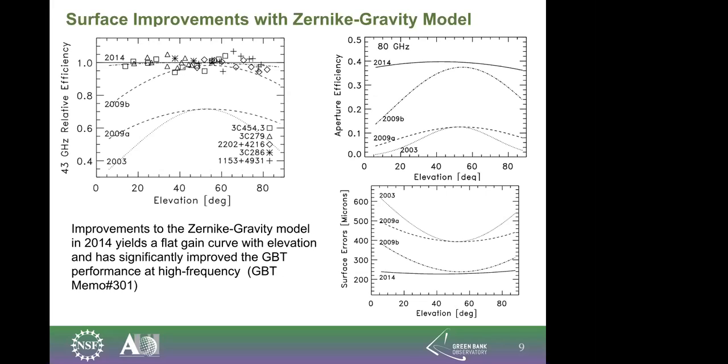Okay, and then on the right, in the top right corner at 80 gigahertz, again, similar changes, where from 2003 to 2004, this is what the improved efficiency is across different elevations. And so by including these surface improvements with the Zernike gravity model, we can improve the efficiency that we get, especially at lower elevations. And then lastly, the bottom right panel is showing what the surface errors are by including the Zernike gravity model. Essentially you want your errors to be as small as possible. So over time with this improvement, we can get better surface estimates or surface errors across the dish for different elevations.